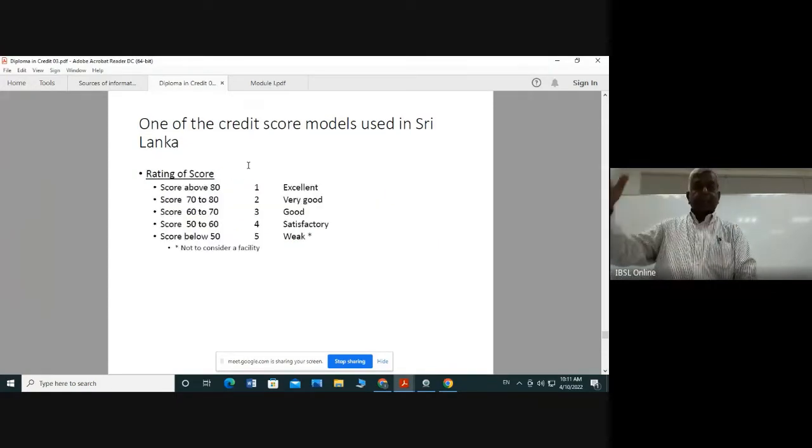Then totaling up, score above 80, excellent. Score 70 to 80, very good. Score 60 to 70, good. Score 50 to 60, satisfactory. Score below 50, weak, not to consider for the credit facility. So based on the score, excellent, very good, good or satisfactory, they may limit the credit facility, how much amount they will grant. This is one of the models, a very old manual method used by some of the banks in Sri Lanka some time back.